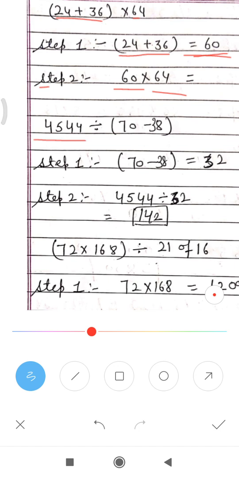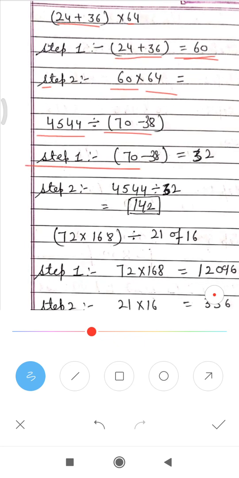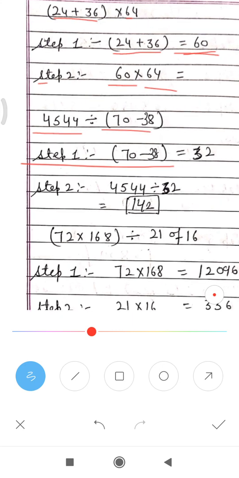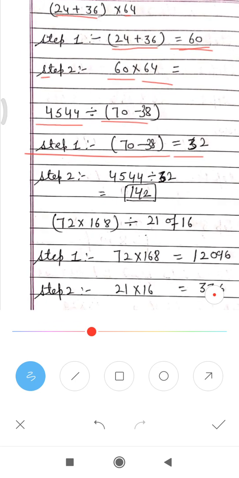4544 divided by (70 minus 38). Same way, first you will solve the bracket. In step 1, you will solve the numbers which are given in the bracket. 70 minus 38 is equal to 32. And in step 2, what will you do? You will have to divide 4544 by 32.